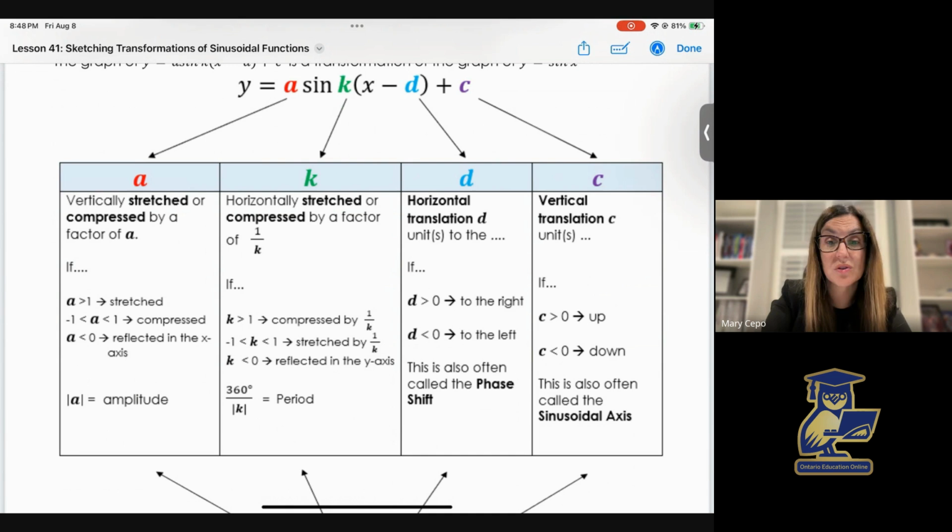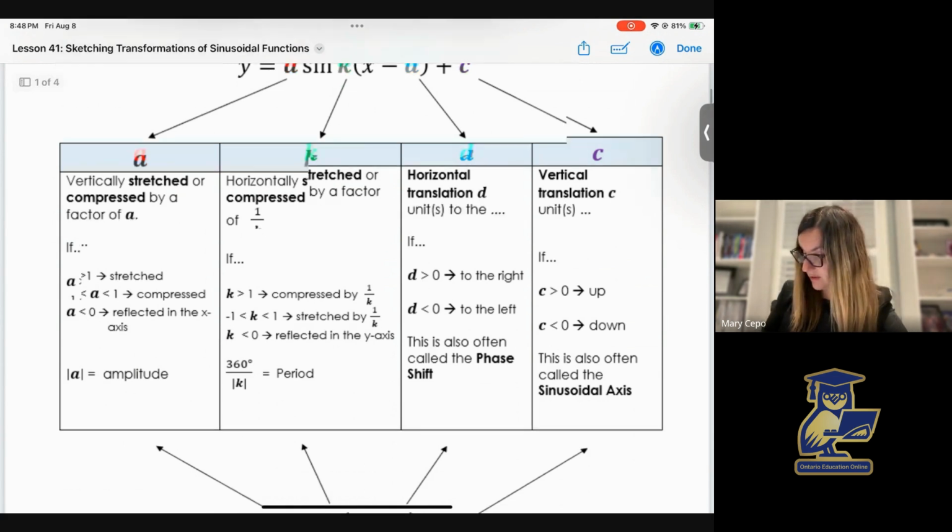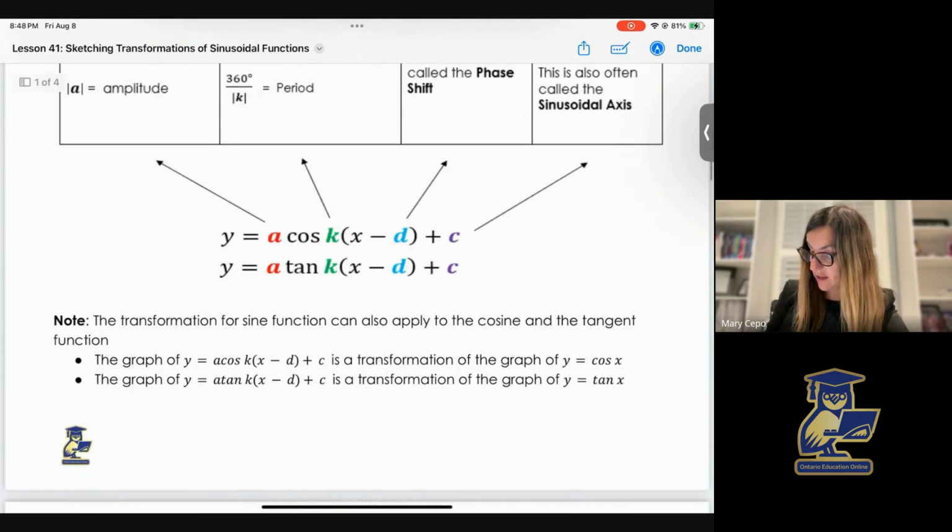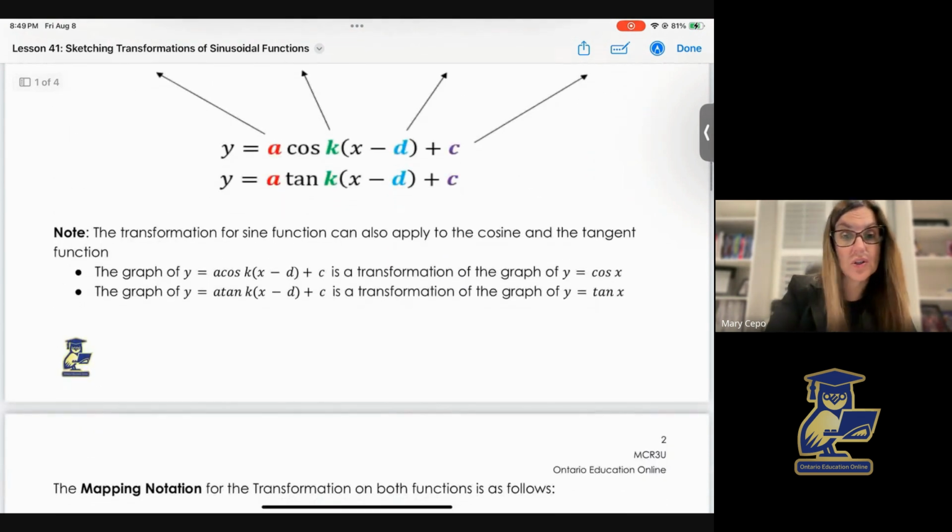C is a vertical translation, C units either up or down. So if C is greater than 0, then we know we're going up. If C is less than 0, it's going down. This is also often called the sinusoidal axis. Okay, so again, it's impacting our function the exact same way it's impacted the other functions.